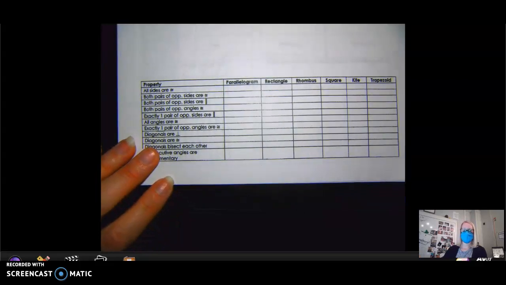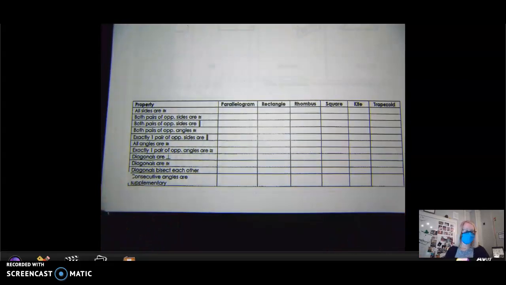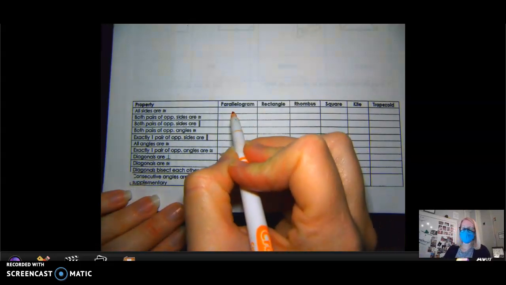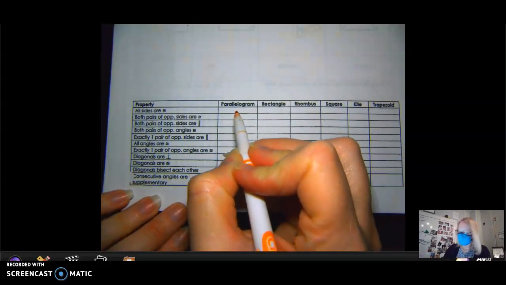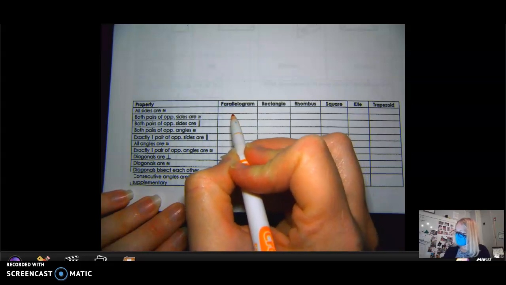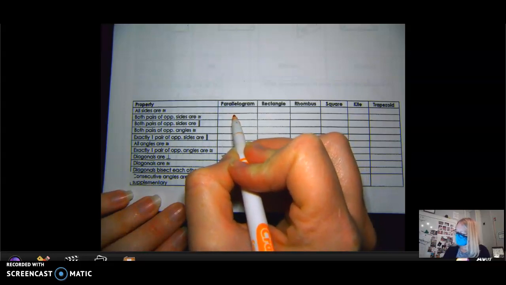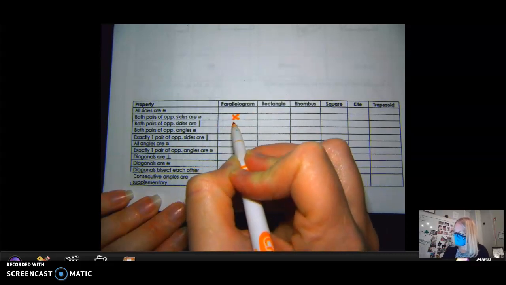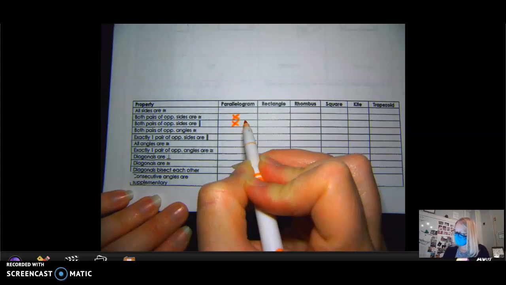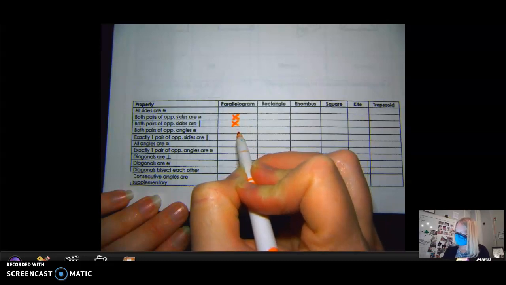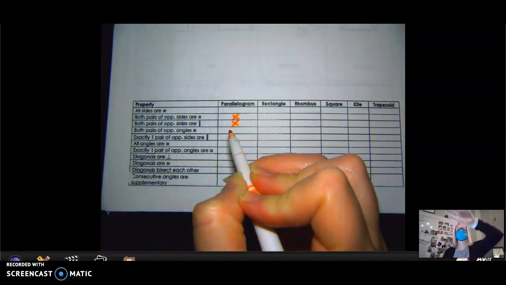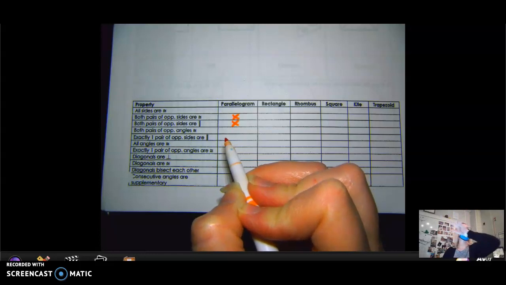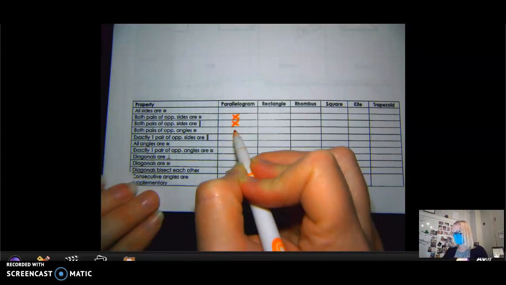Okay, let's look at these guys. On a parallelogram, just say yes or no. Are all sides congruent? No. Both pairs of opposite sides are congruent? Yes. So just say yes or no. Both pairs of opposite sides are parallel? Both pairs of opposite angles are congruent. So opposite angles, both pairs of opposite angles, would those be congruent? Yes.